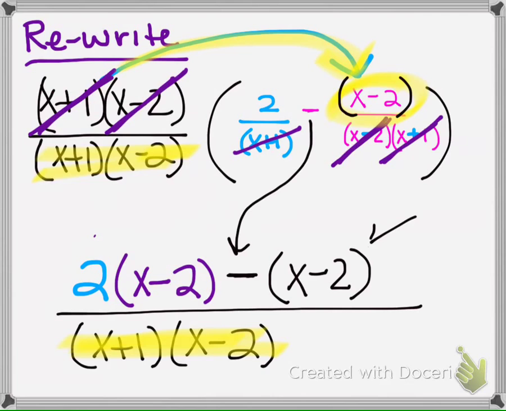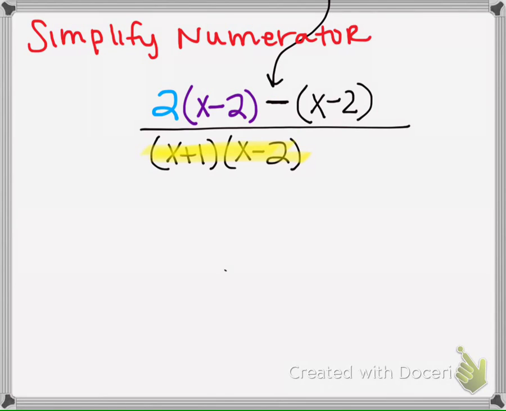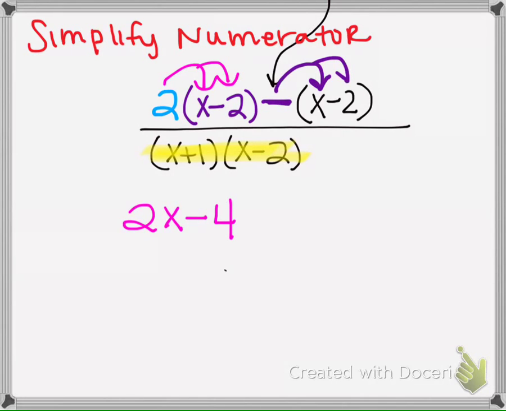So the next step is we need to simplify the numerator. We're going to go ahead and distribute here. And then here we have a minus sign, so we have to distribute it. Remember, it changes everything after it to the opposite, so -x and +2 now. Now we're going to combine the like terms.